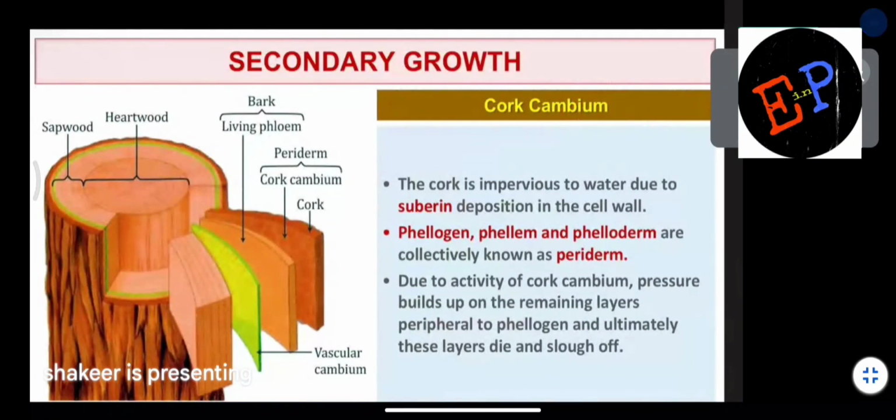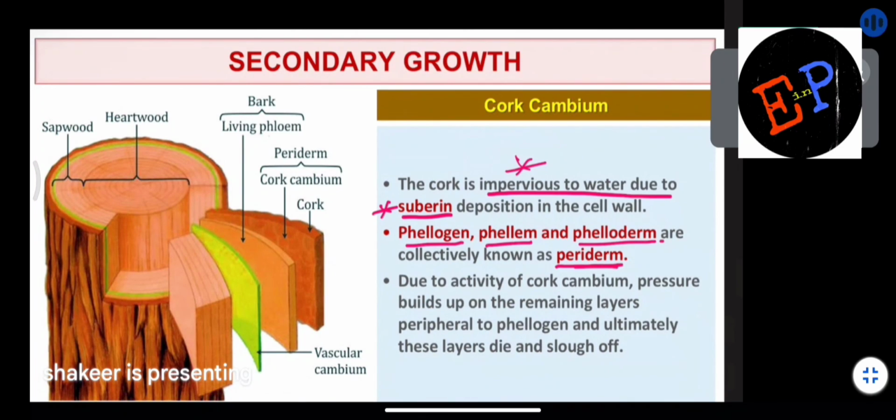Next. The cork is impervious to water due to suberin deposited in the cell wall. So the cork which is formed because of cork cambium is impervious to water. Impervious to water means what? It doesn't allow water because of a material deposited, which is called suberin. Are you able to understand? Cork is developed from where? From the outer divisions of cork cambium. So this cork is impervious to water because of which material? Suberin.